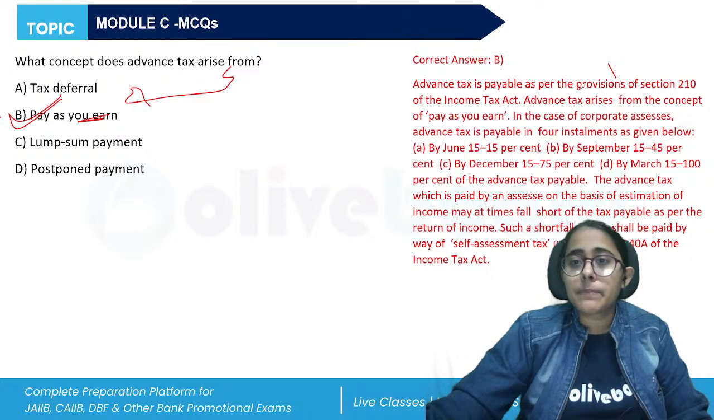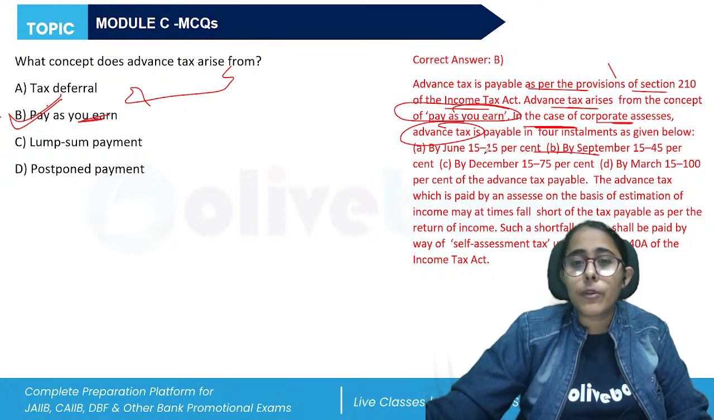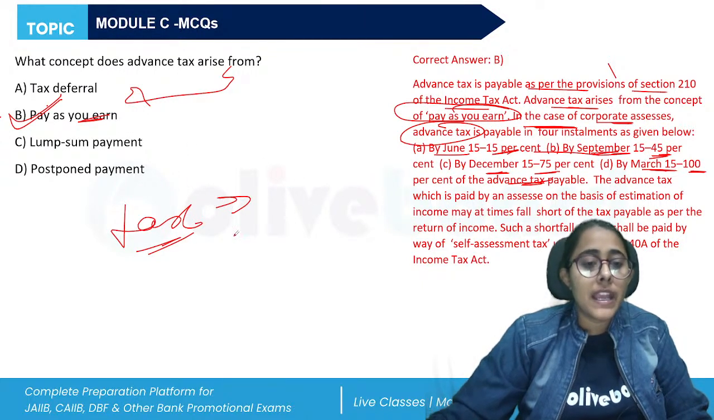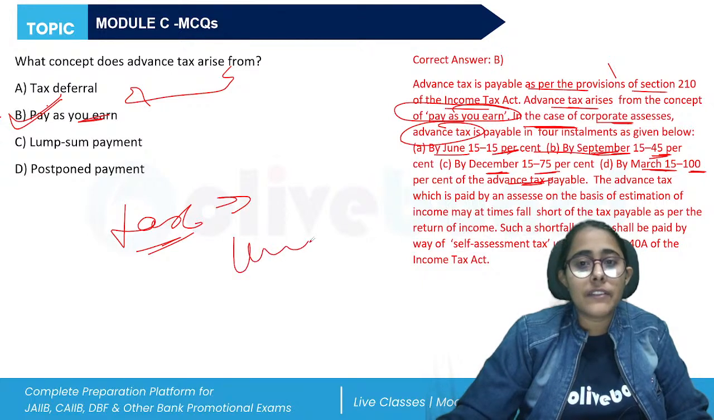So the advance tax is payable under the provisions of section 210. Advance tax arises from the concept of pay as you earn, that is in installments. So in the case of corporate assessees, the advance tax is paid in 4 installments, that is from June 15, 15%, September 15, 45% will be paid, December 15, 75% will be paid, and by March 15, 100% will be paid. So they need not pay the whole tax as a lump sum. In installments, they will pay it.